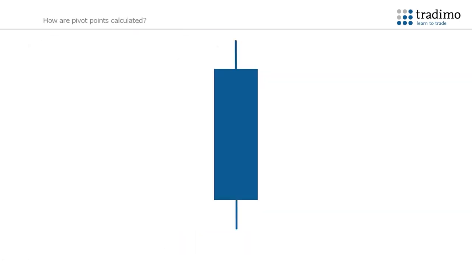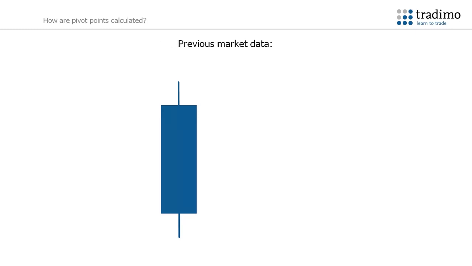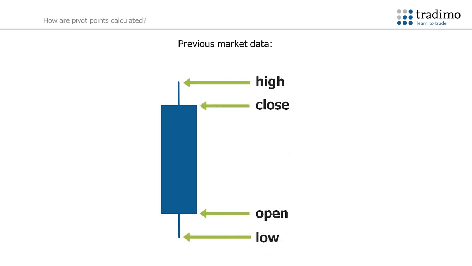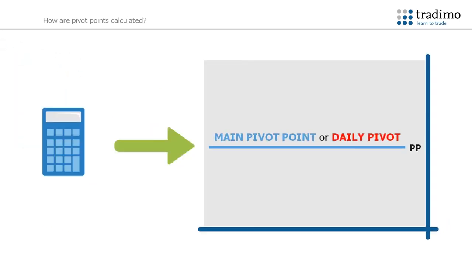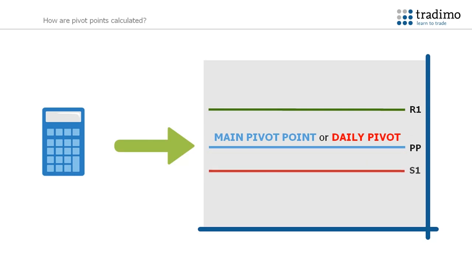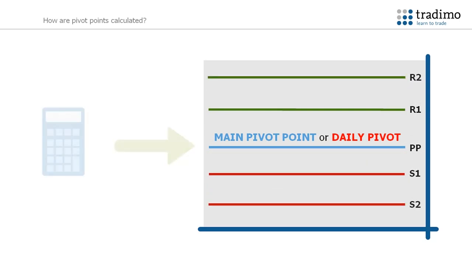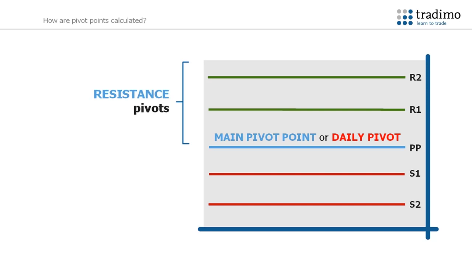There are different types of pivot points that are calculated using previous market data. Most commonly, the previous day's open, high, low, and close are used. The previous session's data is used to calculate the main pivot point, the point at which the market is said to pivot around. Once this has been calculated, the main pivot point is then used to calculate the other pivot points. The pivot points above the main pivot are labeled as resistance pivots, notably R1, R2, and so on. Pivot points that are below the main pivot are support pivots labeled S1, S2, and so on.